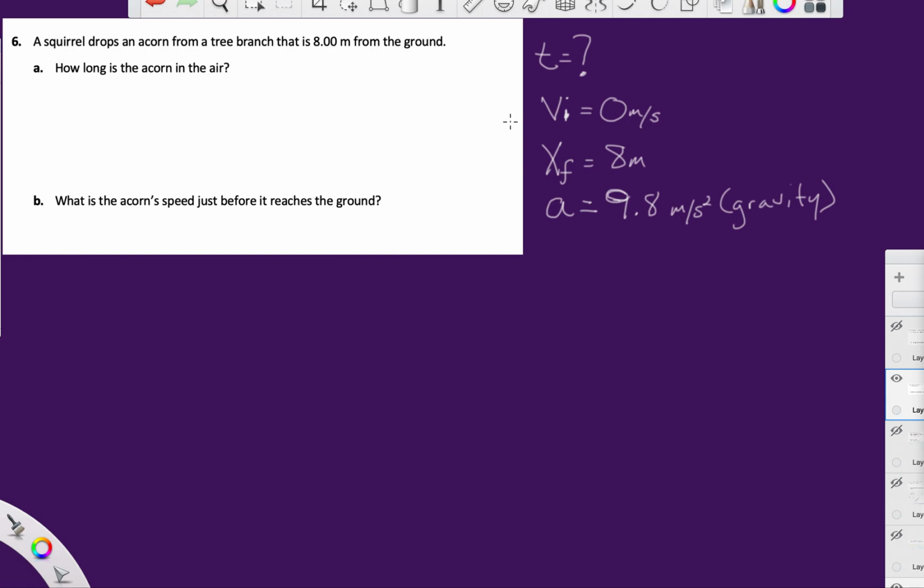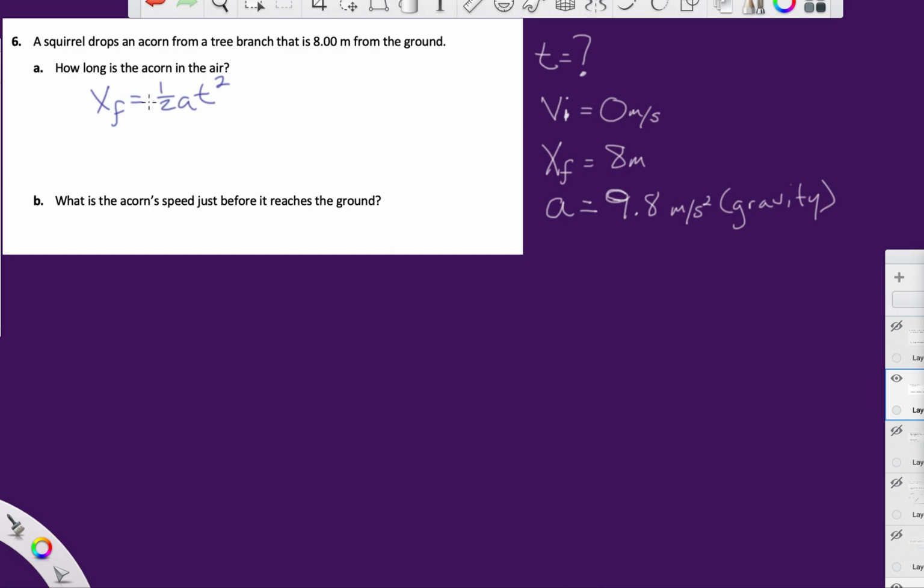But we're going to use our tried and true x final equals 1/2 at squared, okay? And we're going to solve for t, right? Not t squared, we're going to solve for t. Because I have a distance, a height, and I have acceleration, and I'm looking for time. If I put that initial velocity in there, I'd just be multiplying by 0 again. So I'm not going to put it in there. So I'm going to solve this for t.